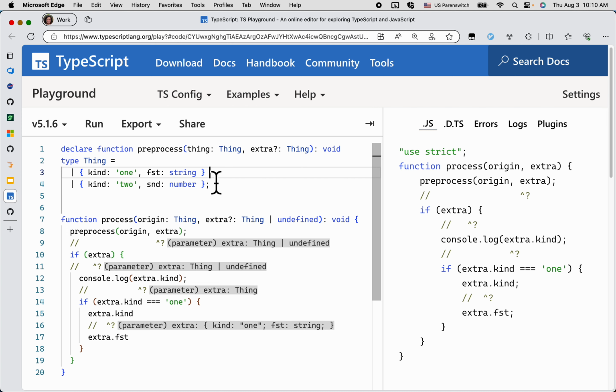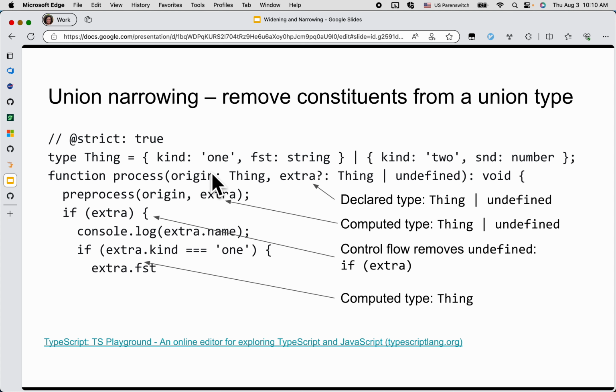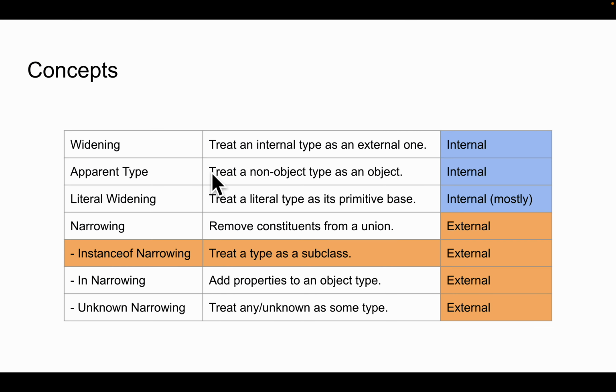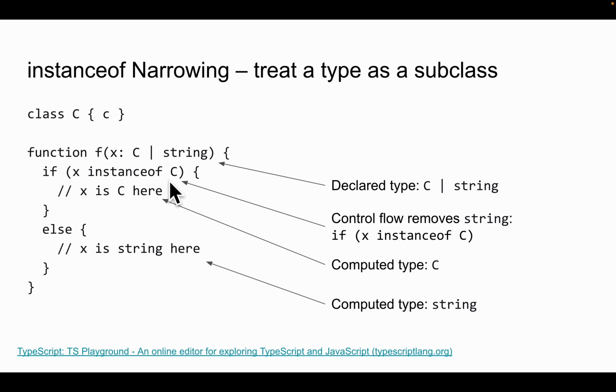All right, so that's union narrowing. And again, that's the most common kind. The other kinds are actually kind of like 5, but they're all pretty similar and they all follow similar rules. They all can be used to do union narrowing as well.